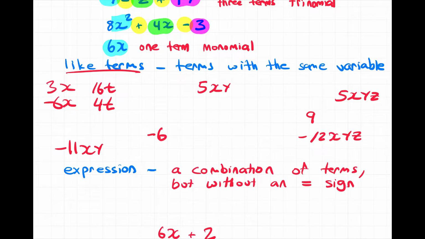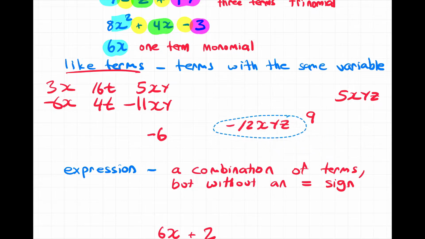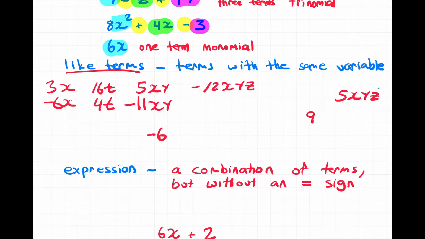Here's another one, I have 5xy, so there can be 2 variables, and I have another one that's like that, which is -11xy. And right here, I've got a -12xyz. So yeah, we can have 3 variables, and here's another one also with 3 variables. And finally, remember I said a number all by itself is called a constant. I've got this 9, and I've got this -6.